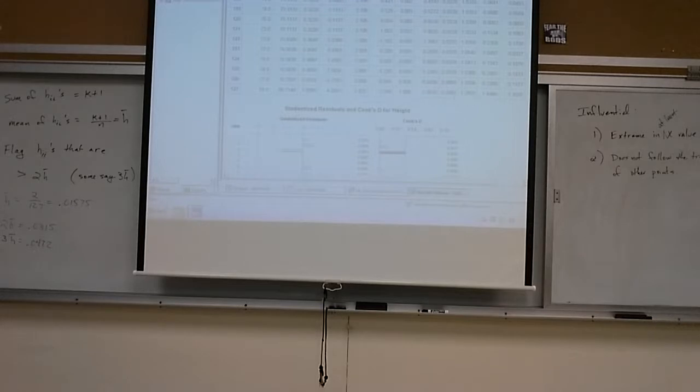Remember, the hat value doesn't deal with the y variable. It only deals with the x variables. Right? There's no y in this whole thing. Matrix operation. There's no y vector. So it only is a function of shoe size. So every time they have the same size shoe, you're getting exactly the same. Okay? Now here's my 91-inch tall guy at the very bottom.